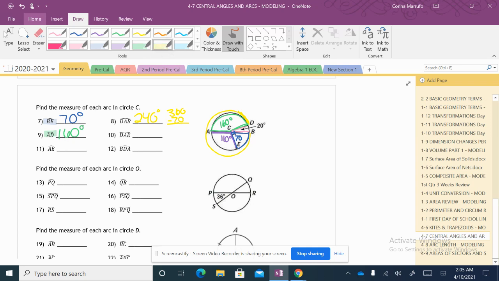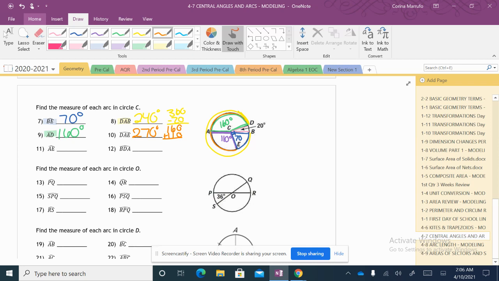All right. The next one is asking us from D to A to E. So here's from D to A. So it's the 160 plus the 110, which is going to give me 270. On the other one, we did the subtraction, the 360 minus 20. You could have done 360 minus 20 minus 70. It would have given you the same answer. But in this case, we did 160 plus 110.